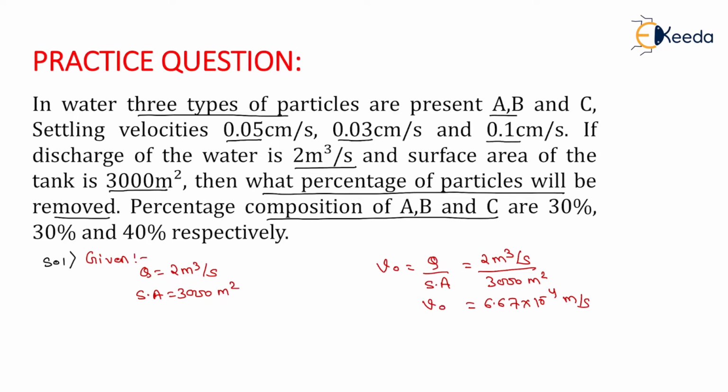But settling velocity is given in centimeter per second, so we need to convert this value into centimeter per second. In centimeter per second it will be equal to 0.067 centimeter per second. Now the overflow velocity or the loading rate will be the same for all three particles, that is A, B and C. So we will write all these velocities and the overflow or loading rate.